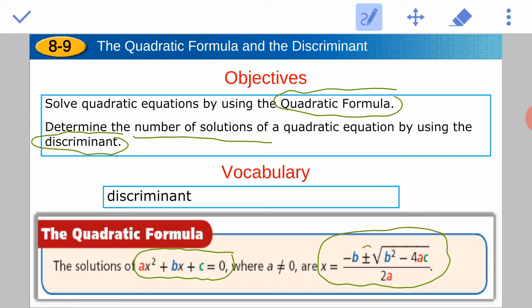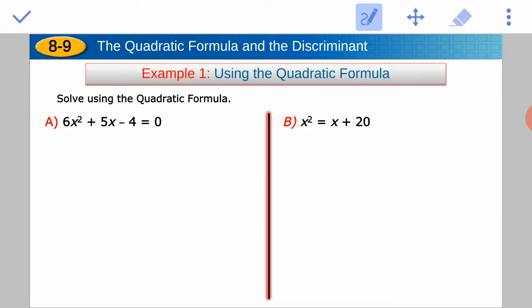Why does the formula have plus or minus? You know from your previous study that the maximum number of solutions for a quadratic equation is 2 solutions. So the plus is for one possibility and the minus for the other solution. Let's practice how to use the quadratic formula to solve a quadratic equation.